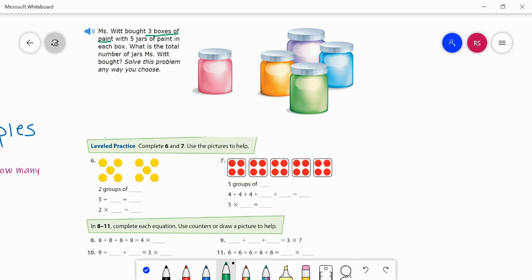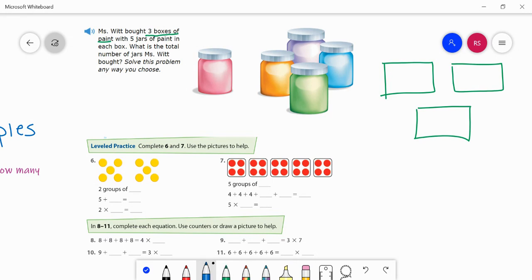And I'm also going to draw that. So I'm going to draw 1 box, 2 boxes, and 3 boxes right over here. These are my 3 boxes of paint. Okay? It says 3 boxes of paint with 5 jars of paint in each box. So that word each is telling me that every single individual box has 5 jars of paint.